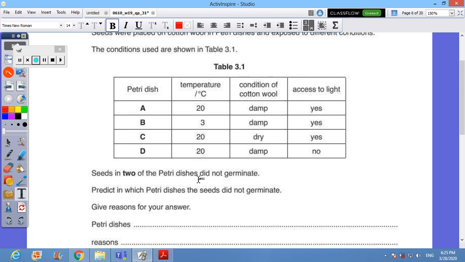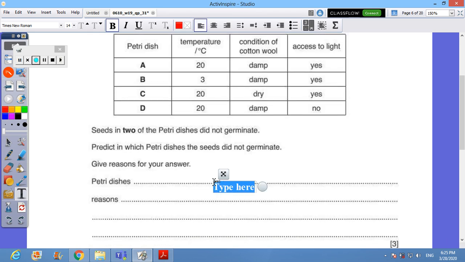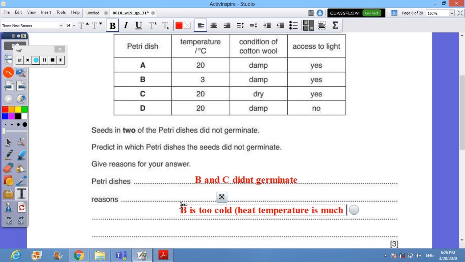Seeds in 2 of the petri dish did not germinate. Predict in which petri dish the seeds did not germinate and give reasons for your answers. I give you 1 minute to check. So the ones which did not germinate are B and C. The 2 of them did not germinate. Now we need to give reasons. Why? As you can see that B, for example, is too cold. Or you can say heat temperature is much below or less than optimal for growth.